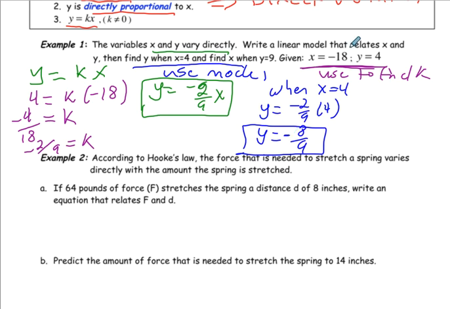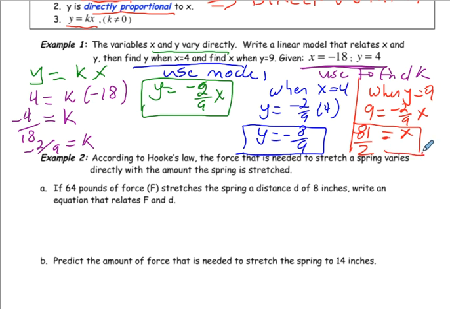The other thing that we're supposed to do is find x when y equals 9. When y equals 9, we're asked to find x. So we'll substitute in for y into our model. So 9 is equal to negative 2/9 times x. We'll multiply both sides of the equation by negative 9/2, and we'll get x is equal to negative 81 over 2. And that's the end of that problem. Let's go ahead and try the next example.